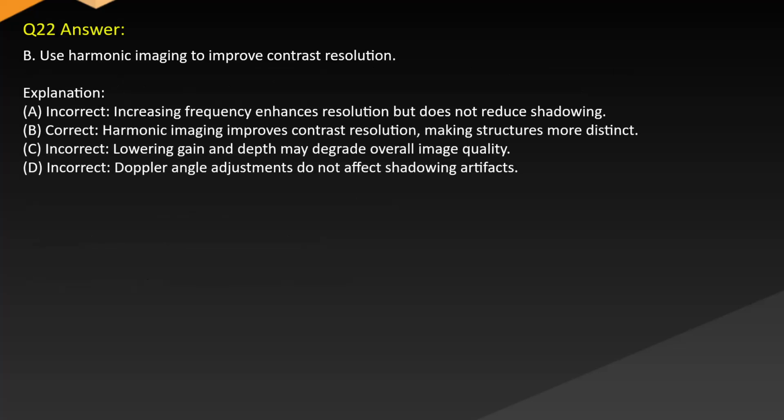Answer B. Use harmonic imaging to improve contrast resolution. Explanation. A. Incorrect. Increasing frequency enhances resolution but does not reduce shadowing. B. Correct. Harmonic imaging improves contrast resolution, making structures more distinct. C. Incorrect. Lowering gain and depth may degrade overall image quality. D. Incorrect. Doppler angle adjustments do not affect shadowing artifacts.